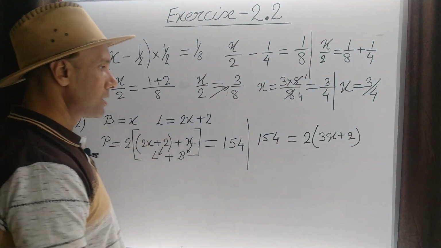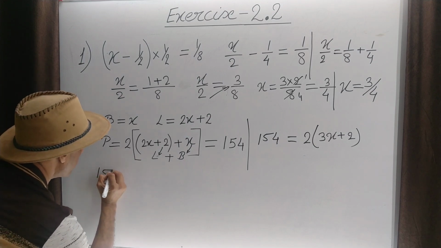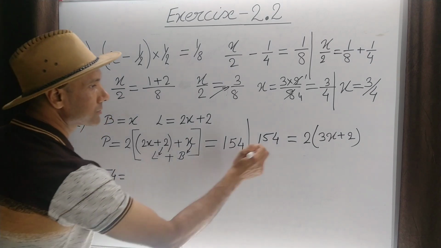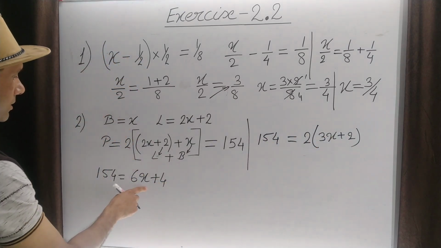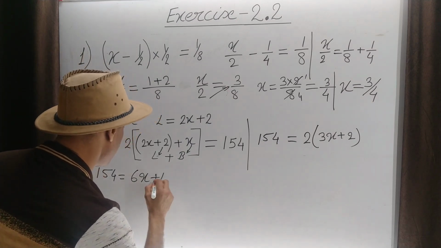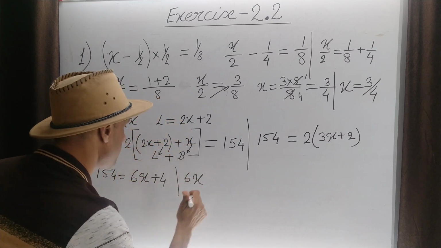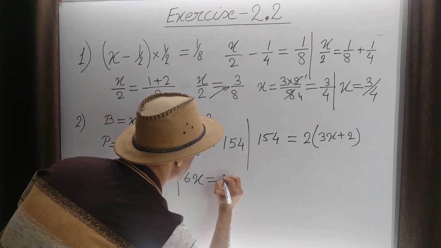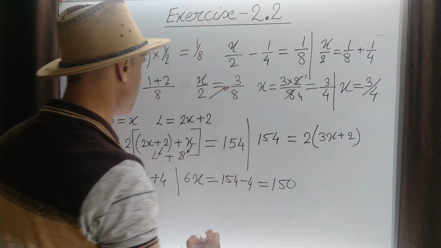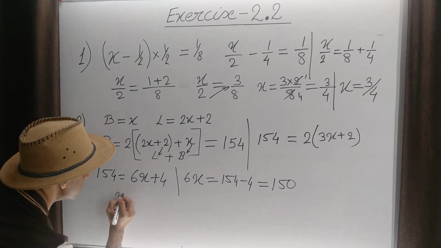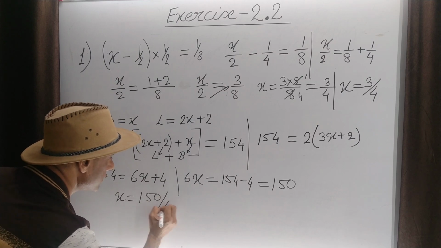Understood? So we get the value as 154. Perimeter is equal to 6x plus 4. So we can write this way, we get 6x is equal to 154 minus 4. That means that is equal to 150. So we get the value of x as x is equal to 150 divided by 6.